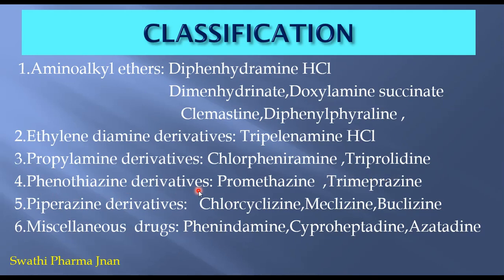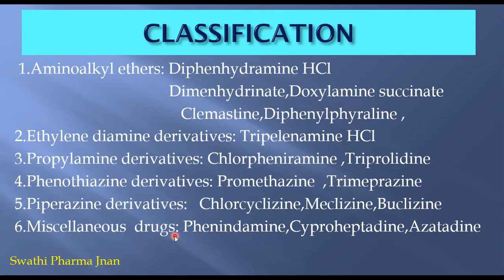The next one is phenothiazine derivatives. Phenothiazine has two phenyl rings, and in between the two phenyl rings a six-membered ring containing sulfur and nitrogen is present. For these heterocyclic compounds, you can check the video on my channel. Phenothiazine derivatives examples are promethazine and trimeprazine. The next one is piperazine derivatives. Piperazine is a saturated pyrazine ring. Pyrazine is a six-membered ring containing two nitrogens at the first and fourth positions. If it is saturated, we call it a piperazine group. Piperazine derivatives examples are chlorcyclizine, meclizine and buclizine.